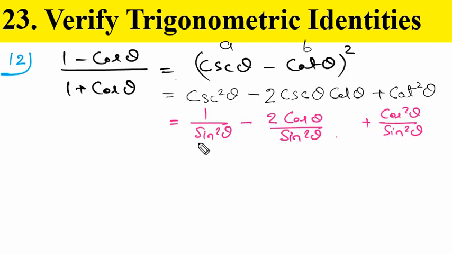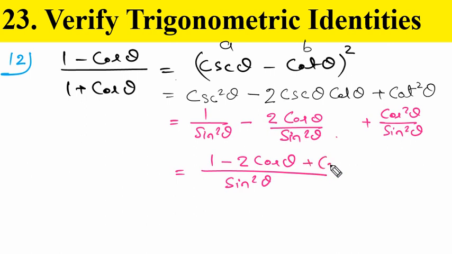Now here, if you see, the sine is common in the denominator, so I will take it as a common factor, sine square theta. In the numerator we have 1 minus 2 cos theta plus cos square theta. If you have a common factor, then you can write like this. Okay, this much you should know already.